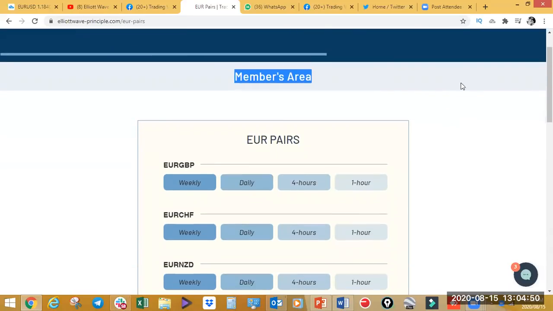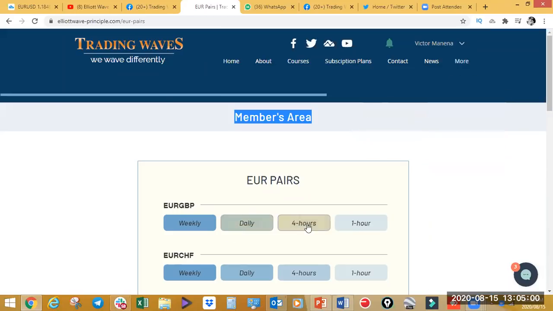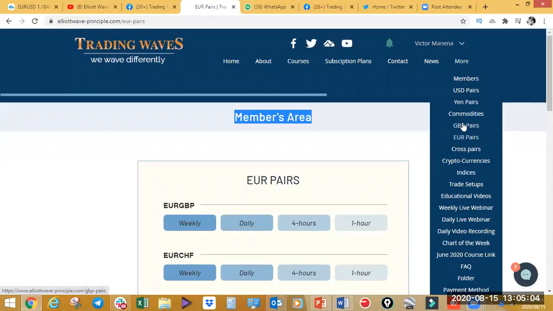So I am on the members page here. The members have access to all of this. All the pairs that I go through, we have them in the weekly, daily, 4-hour, and 1-hour charts, updated regularly. 1-hour charts are updated daily if there's any change on the chart. These are the US dollar pairs, the yen pairs, commodities, etc. You also have the live trading room every single day, Monday to Friday at 8 a.m. GMT, almost at the start of the London session. If you miss the live trading room due to the time zone, you've got the recording on the website, available immediately after the session is completed, as well as the chart of the week.